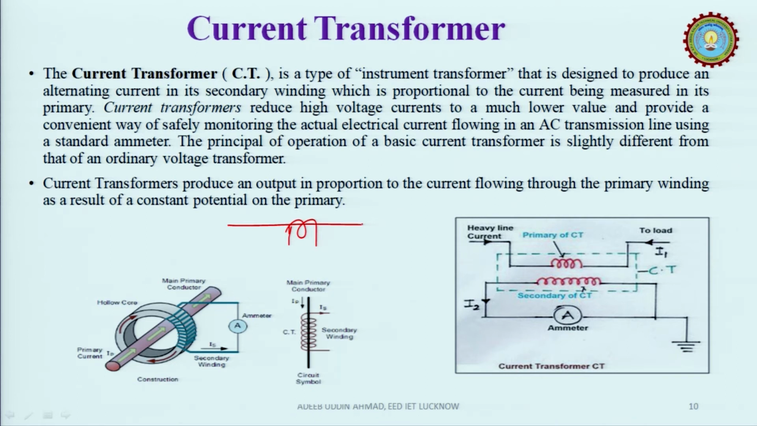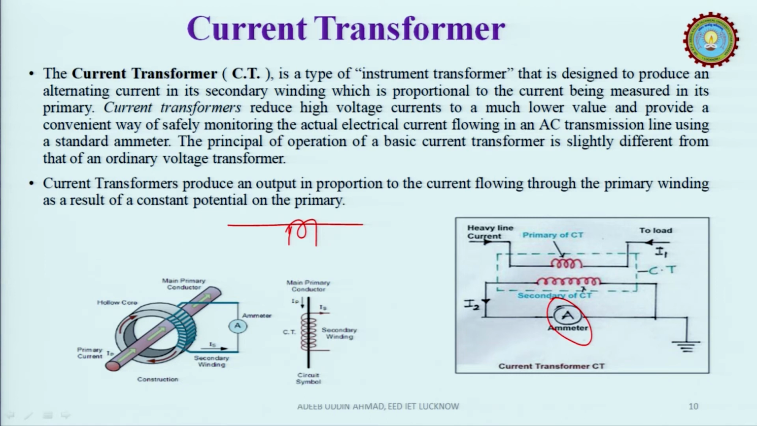So, in the current transformer we have a heavy line current, and we have a primary of the CT, and this heavy line current is linked with the other winding. So, we have the primary having a low number of turns, or a single turn you can say, and the secondary having a very different number of turns. So, we can connect our ammeter in the secondary. Our ammeter can read the reduced value of current, because the primary has a very high value of current.